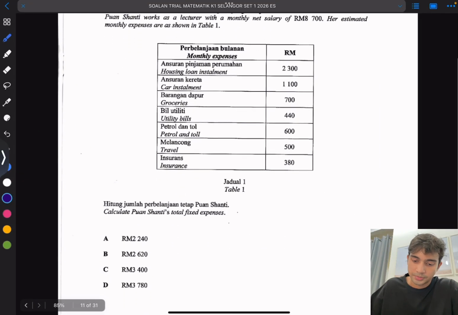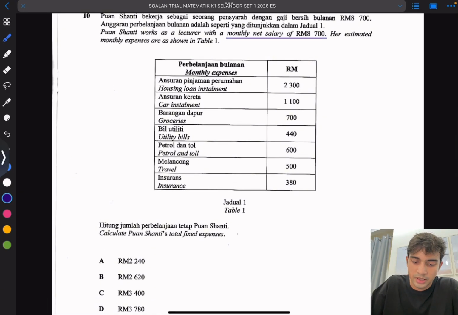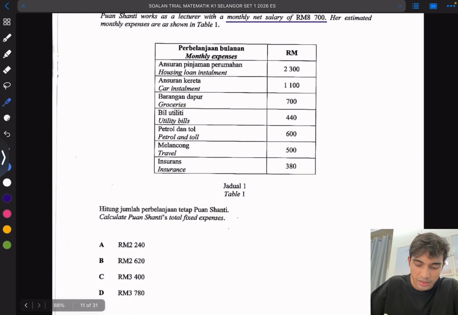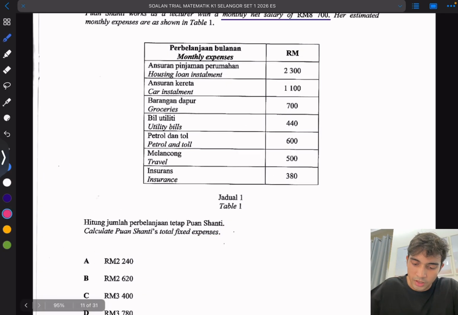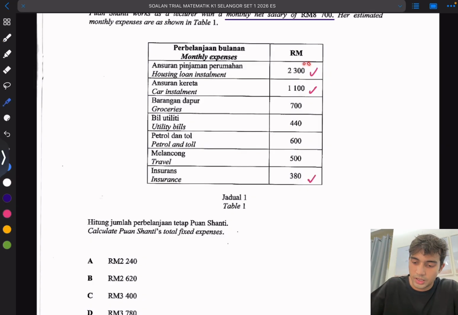Okay, Puan Shanti works as a lecturer with a monthly net salary of 8,700. Her estimated monthly expenses are shown. Calculate Puan Shanti's total fixed expenses. Alright, let's see. So housing loan is a fixed expense, car installment fixed expense, groceries no, utilities, petrol, travel no, insurances. These three, every month you have to pay the same amount.